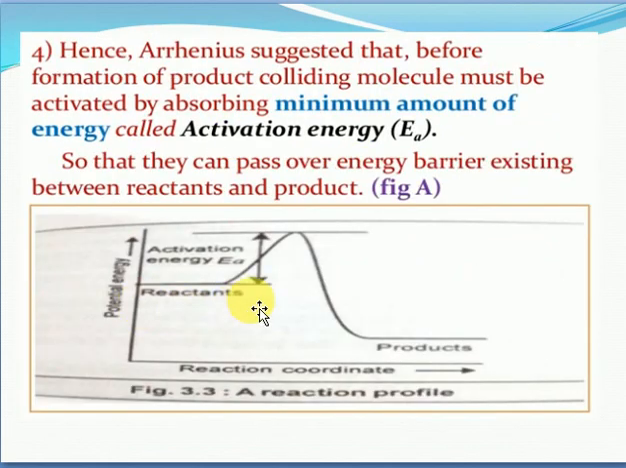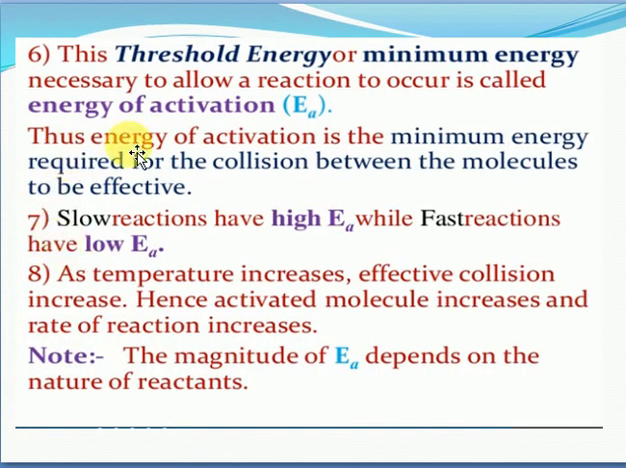Look, this is the activation energy. Next, the energy of activation is the minimum energy required for the collision between the molecules to be effective. The molecule must have the minimum energy. Slow reactions have the highest activation energy. Clear? More activation energy, slower reaction. Suppose the activation energy is low, the reaction happens very fast. Suppose ionic reactions are there, they have very low activation energy. I want to make it very clear what activation energy means.